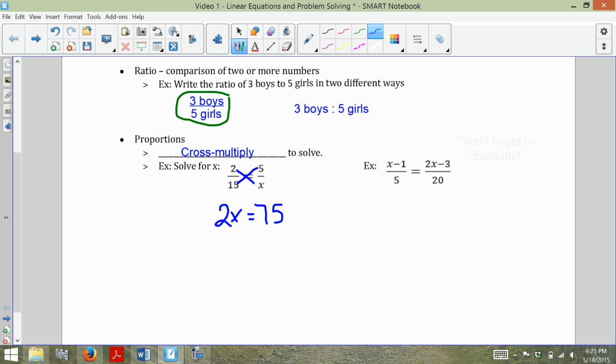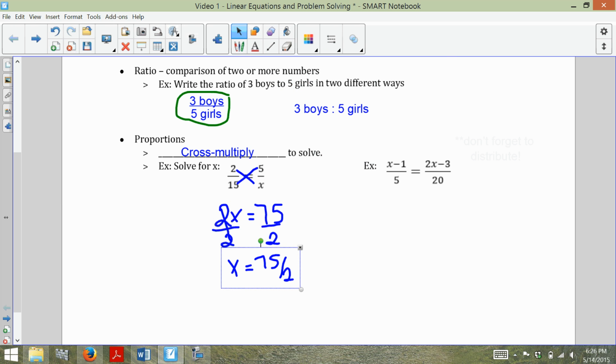Then again, solve by isolating the variable. I'm going to divide by 2, and we do that on both sides of the equation. And so I get x is equal to 75 halves. Okay. And there's my solution.